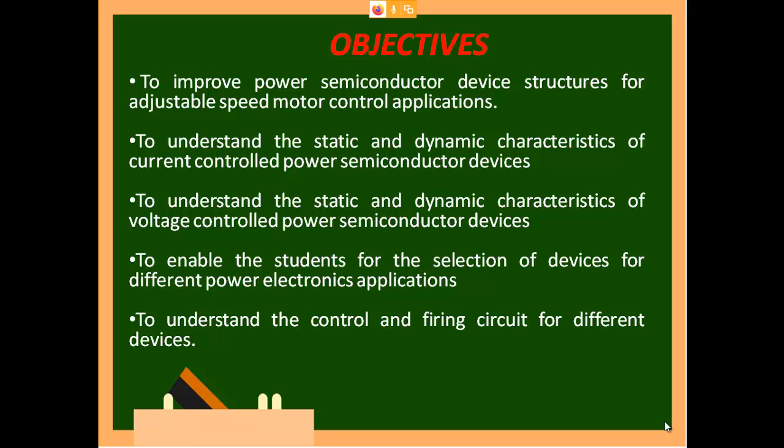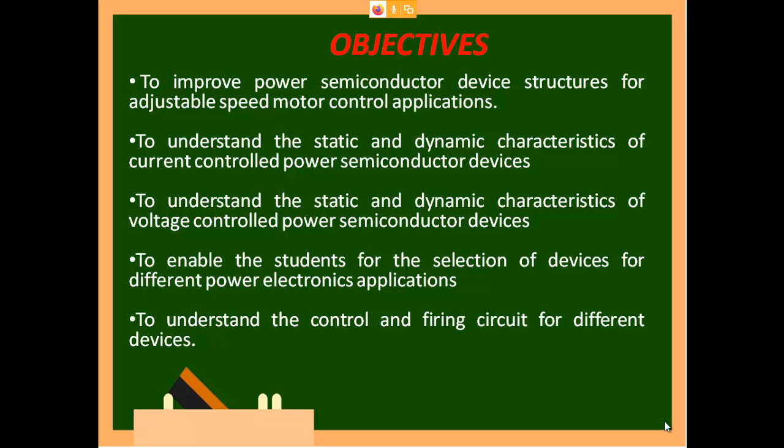Then you have to understand the static and dynamic characteristics. Our characteristics are not the same all the time; sometimes we will be in static and sometimes in dynamic. Static is like normal time, but dynamic is whenever you are in stress or depression or any other aspect, then your characteristics will change. Similarly, semiconductors also have static and dynamic characteristics.